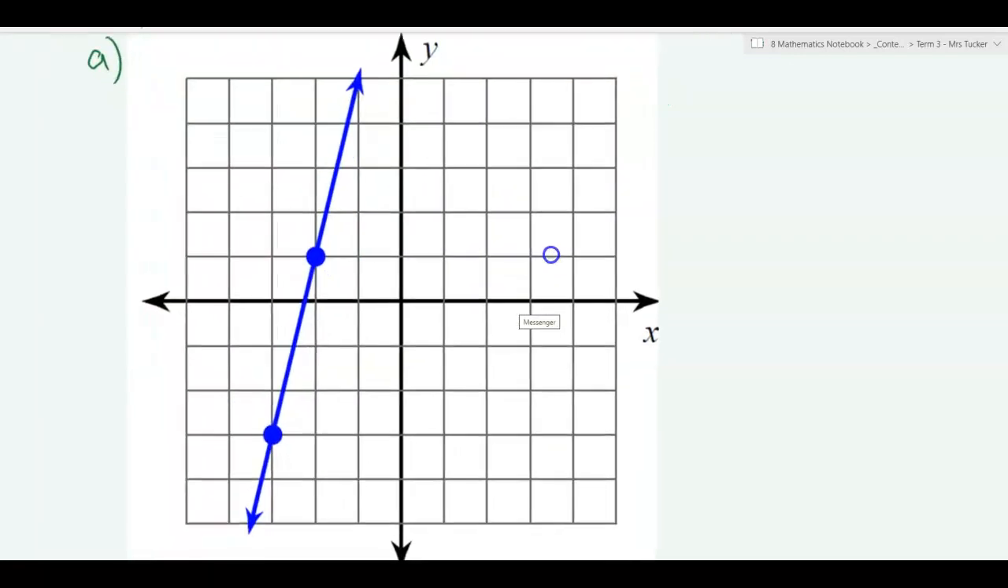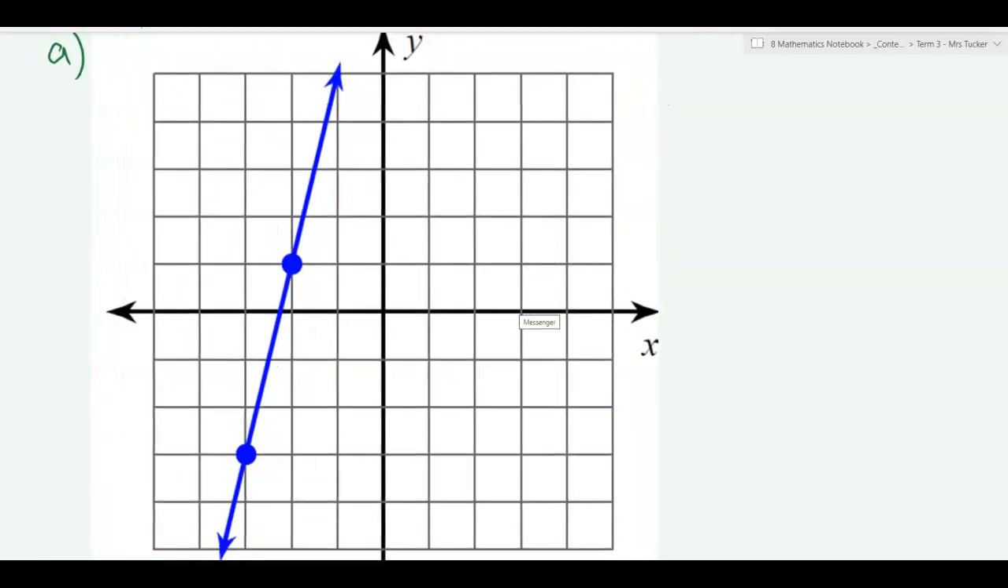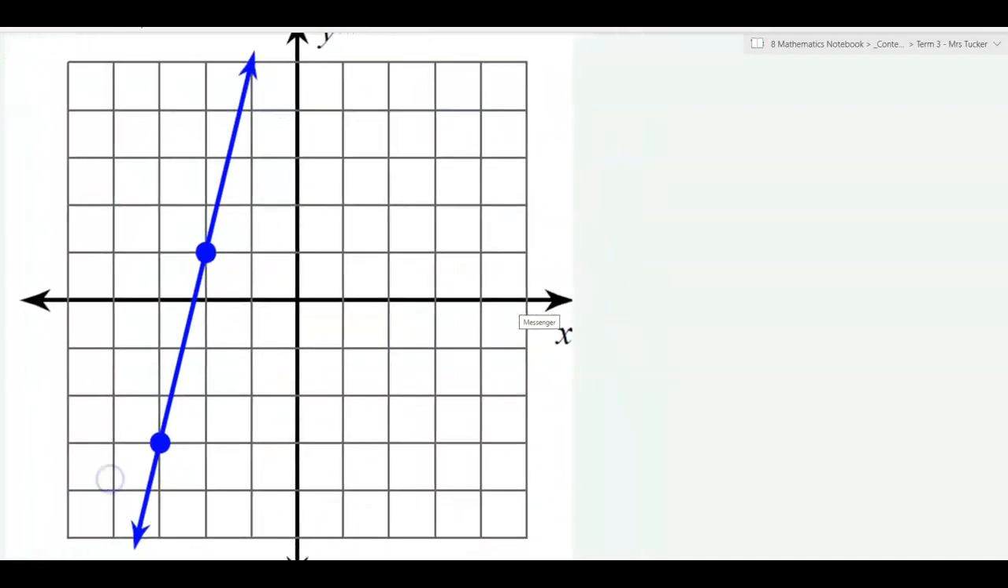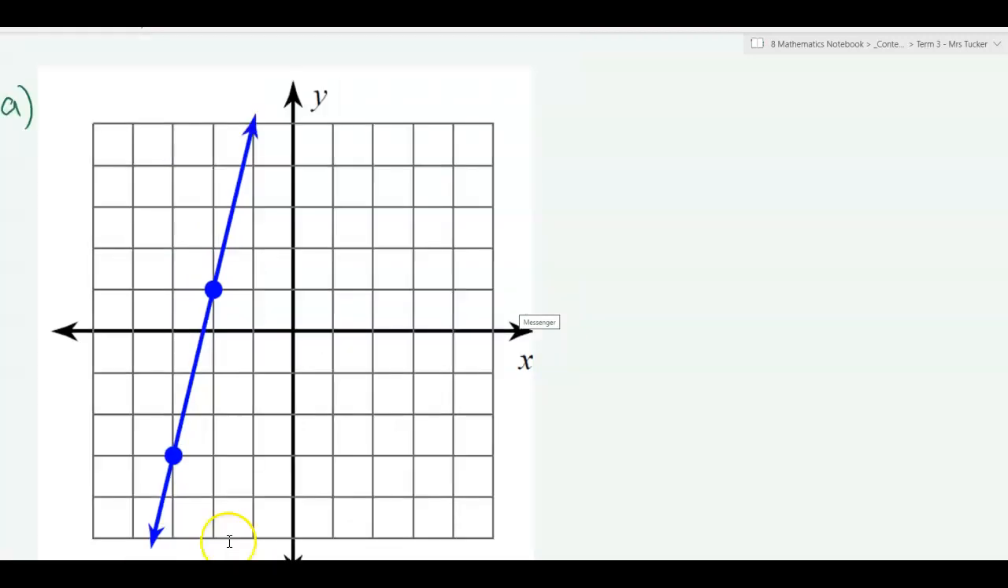Last one for you is a challenge. Can you figure out the formula for this line? The rule. All right, off you go. See if you can figure it out. No, that's the trick. The rule I've got is y equals 4x plus 9.